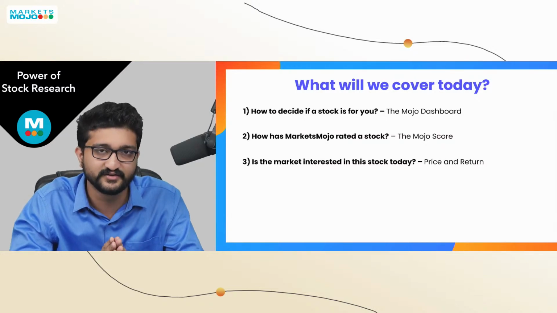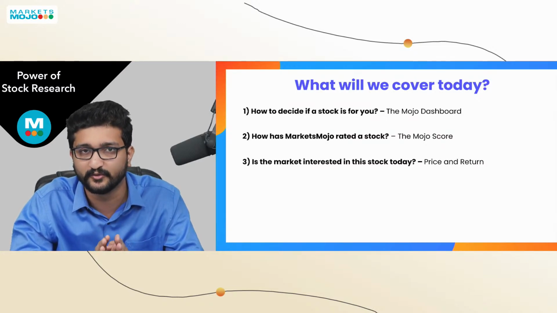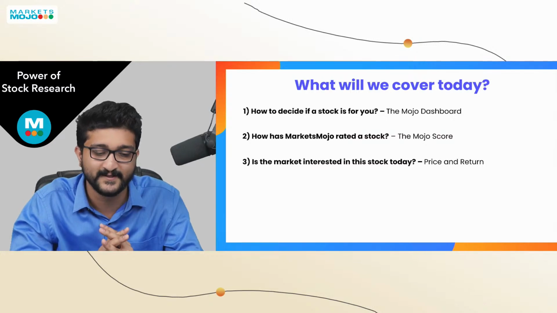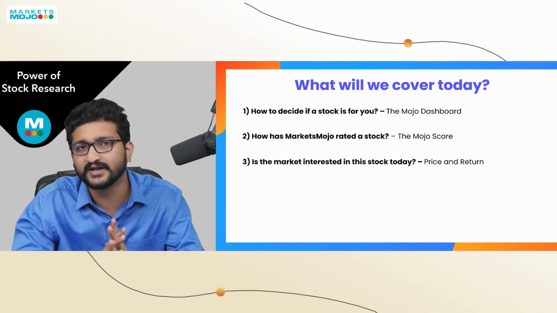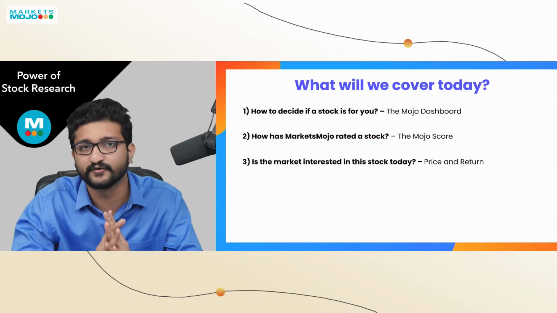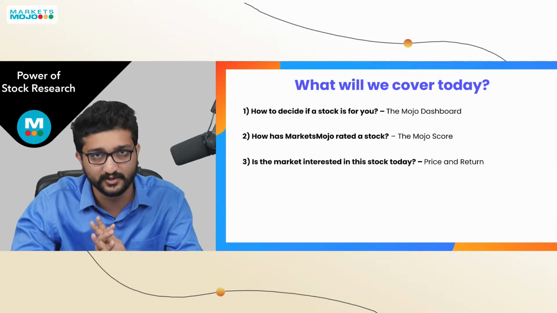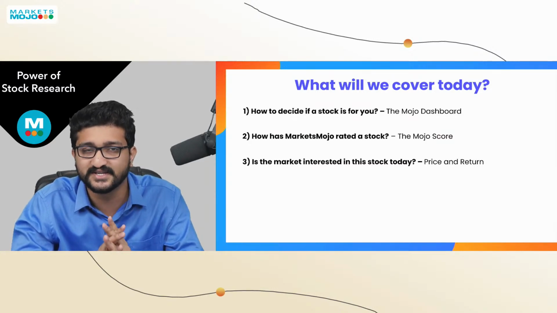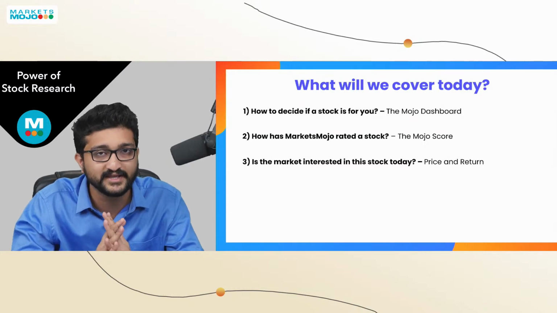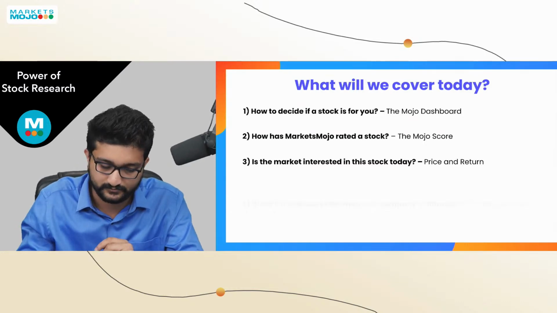This is slightly interesting. We'll be looking at the price and return performance tabs on the stock research page. We'll try to find out, is the market actually interested in the stock? Apart from you being interested, apart from us running a Mojo score, is the market actually rewarding the stock today? Is there buying interest in a particular stock?